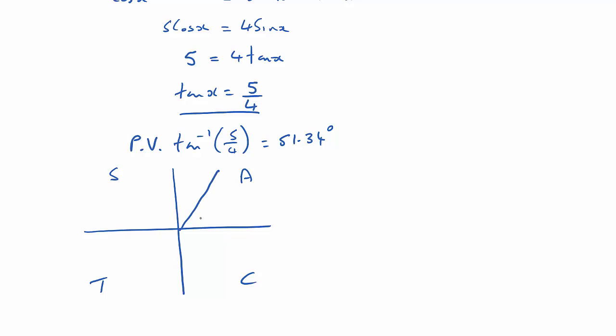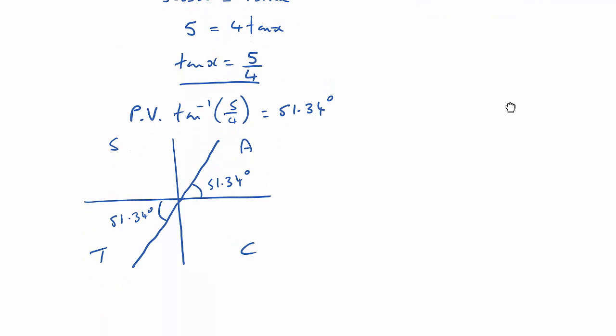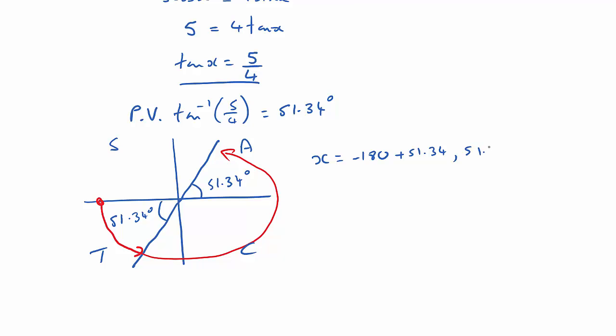And 51.34 is here. Tangent that's positive, the other one's going to be down there, and the associated acute angle would be 51.34. And then we're doing negative 180 to 180. So we'll start at negative 180 and we'll come forward and we meet a solution. And so that solution would be negative 180 plus 51.34. And then we keep going and we meet the 51.34. And then we keep going and we get to the point where we stop at 180.